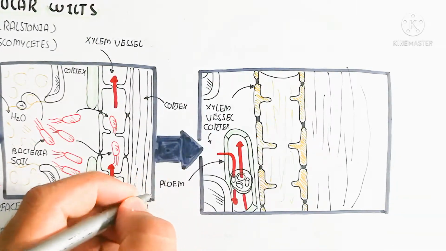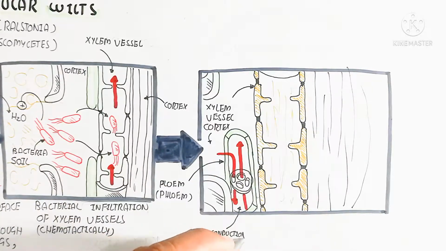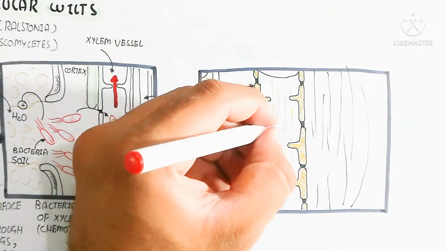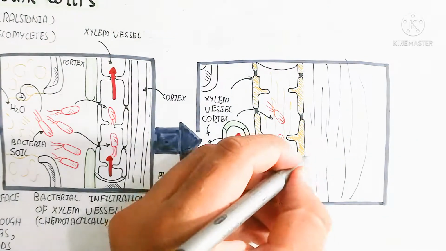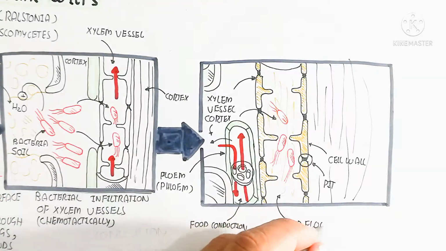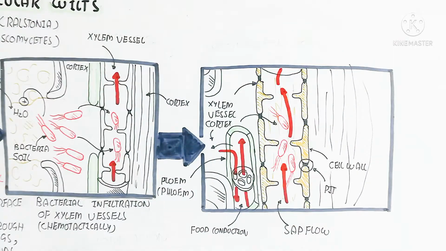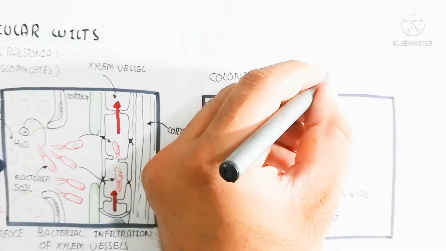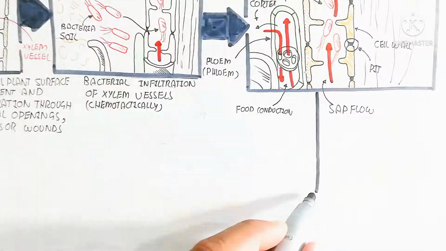But next is the colonization of the xylem vessel, and here is the phloem. Phloem is multidirectional movement of food, for example sugar, which is why the phloem is used for the transport and conduction of sugar and food, while the xylem is used for the conduction of water. So remember, here is the pit and this is the cell wall. The sap flows upward and the bacteria also invade.